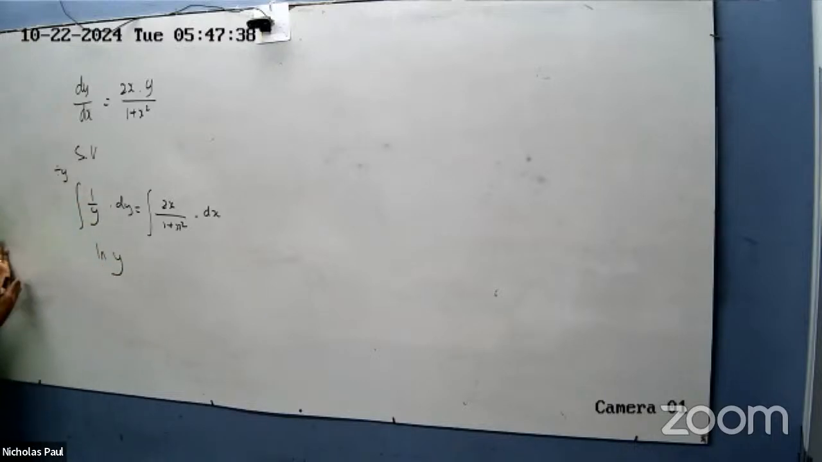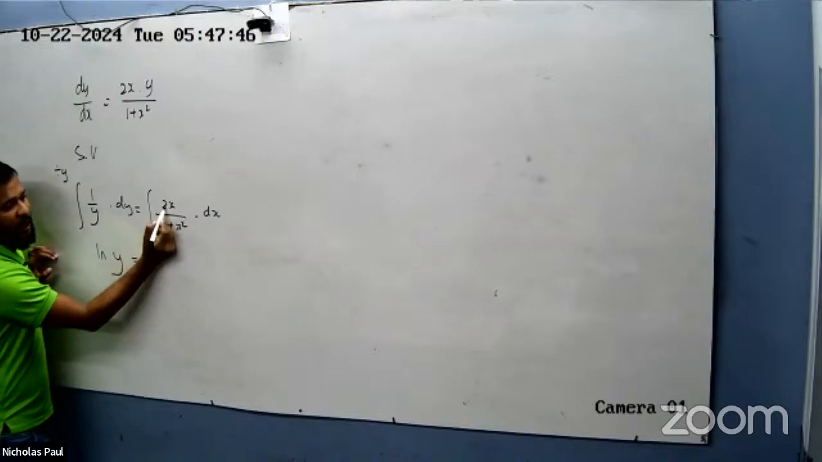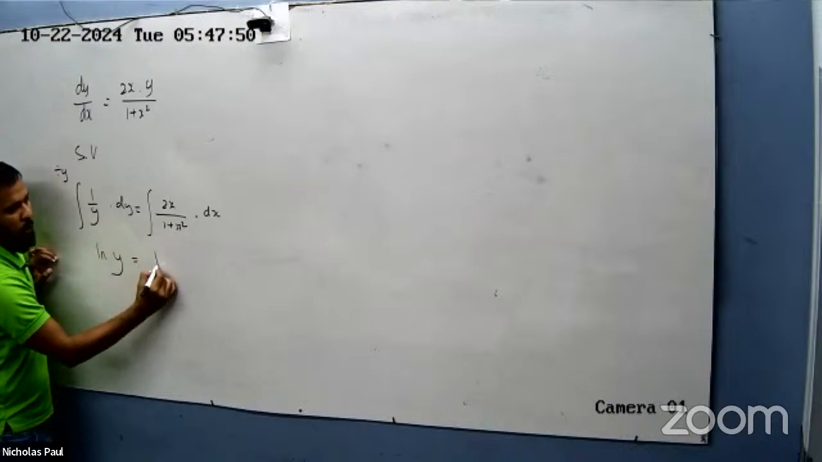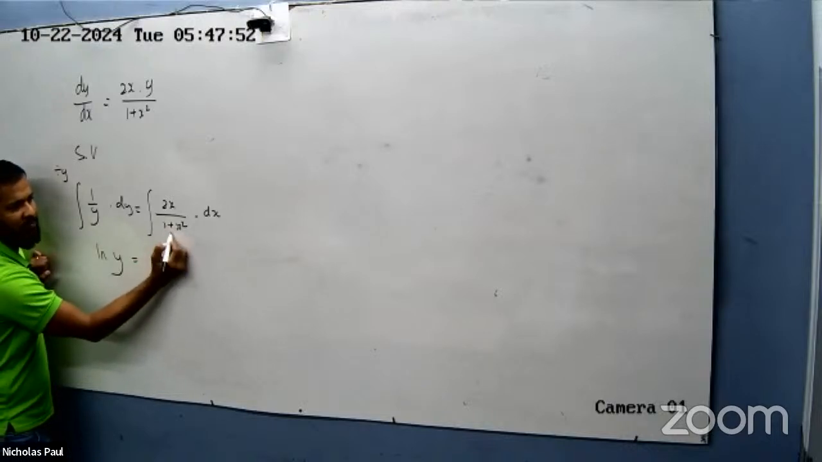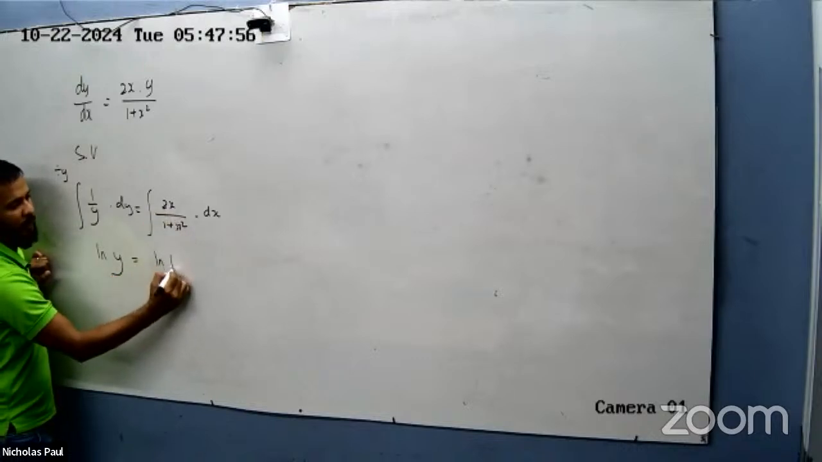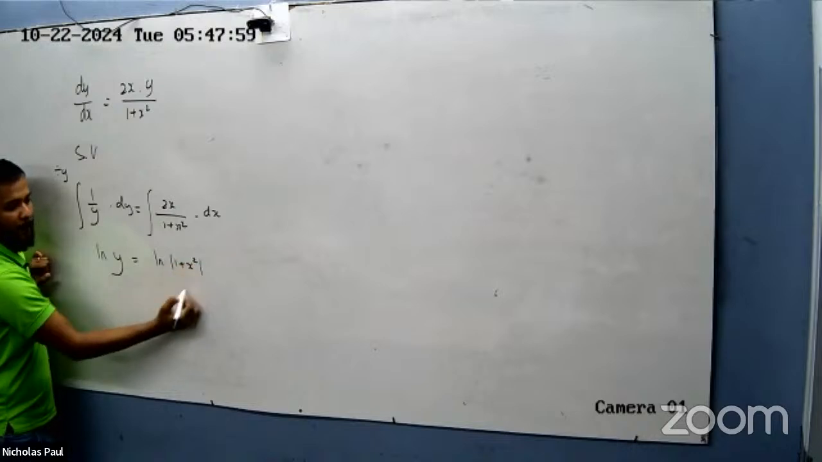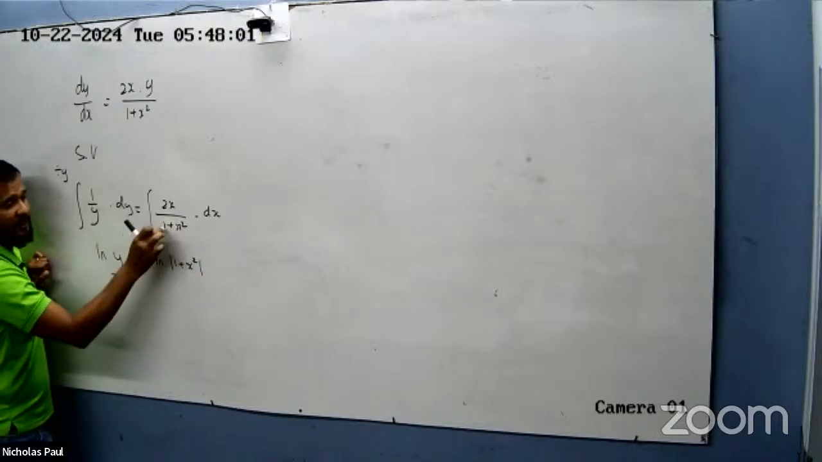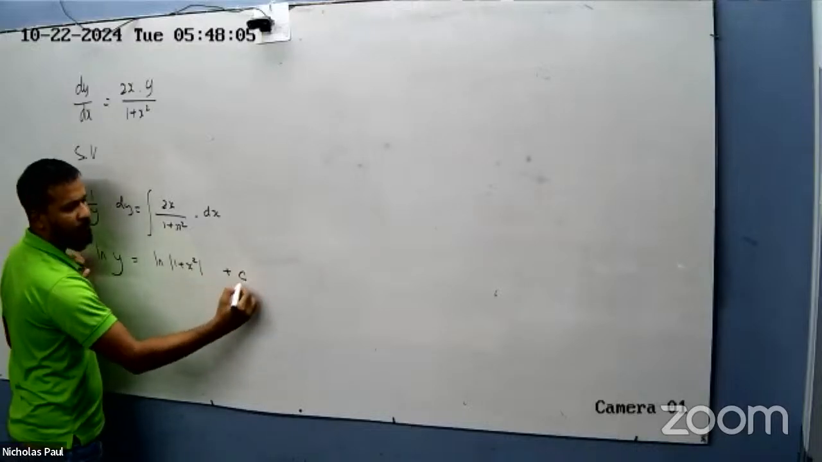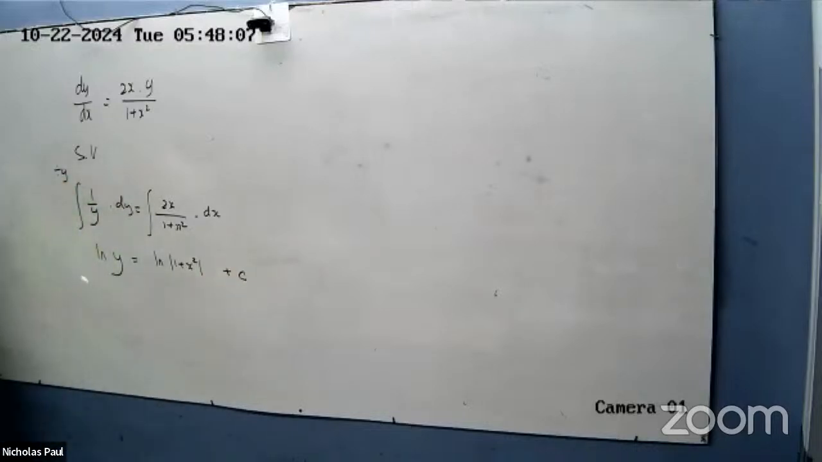I hope you all see how important it is to be able to integrate in order to do these differential equations, right? What's the integral of 2x on 1 plus x squared? The differential of this is this, so it will be ln 1 plus x squared. That's okay? The differential of this is this. And of course, include your plus c.